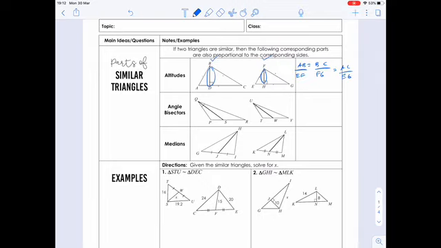And what's cool is if the triangles are similar, the altitudes would have proportionality as well. So meaning BD over FH would also be equal to all these. That's cool. So that is important.